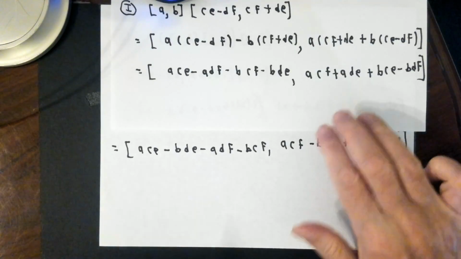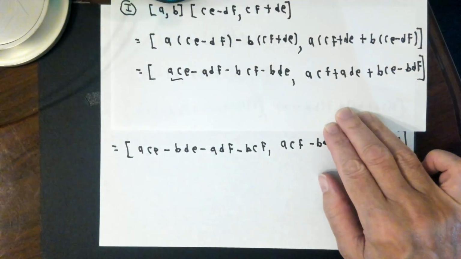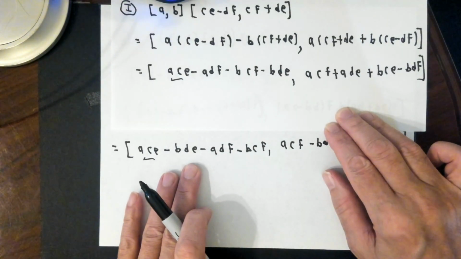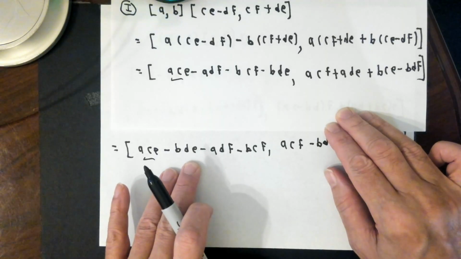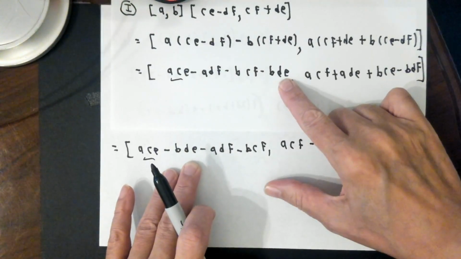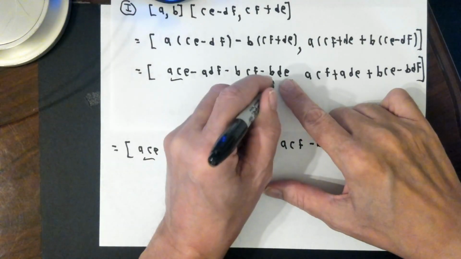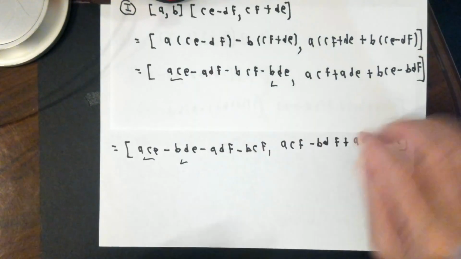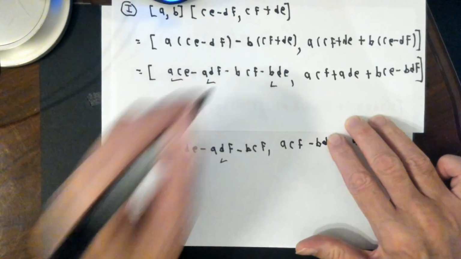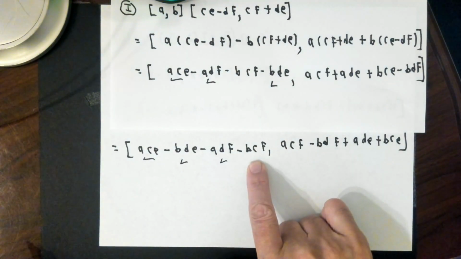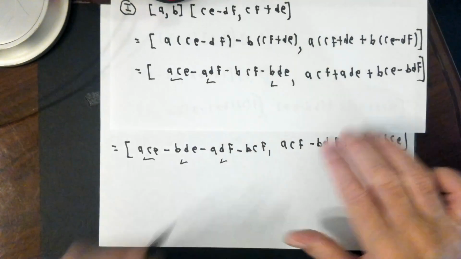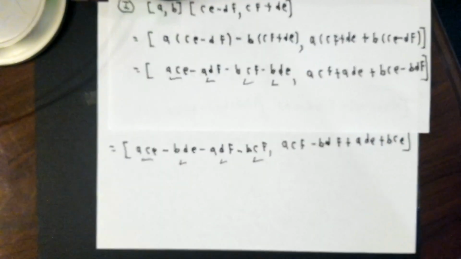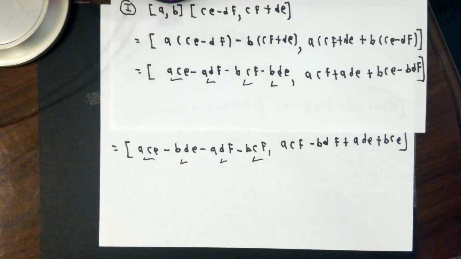In the first case, we had a term ACE, and we have one there. Here we have minus B times D times E, and there we have the same term. Here we have minus ADF, and minus BCF, minus BCF. The two objects out of K have the same number in the first position.